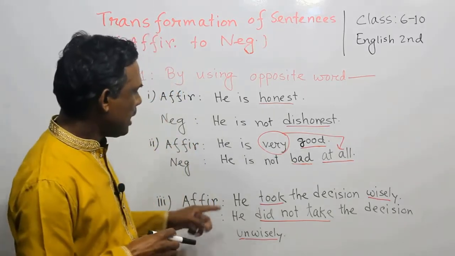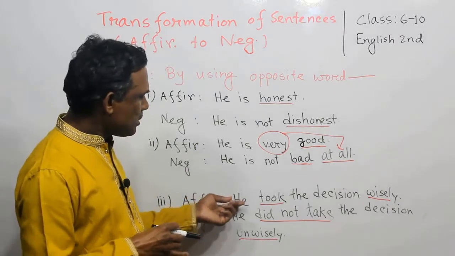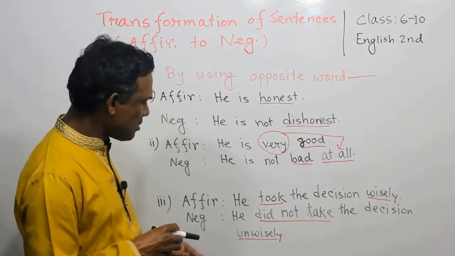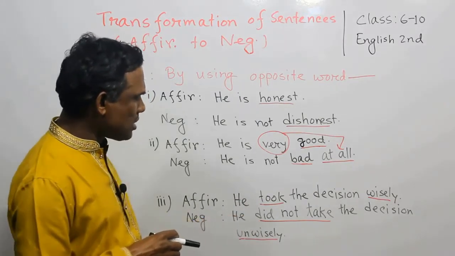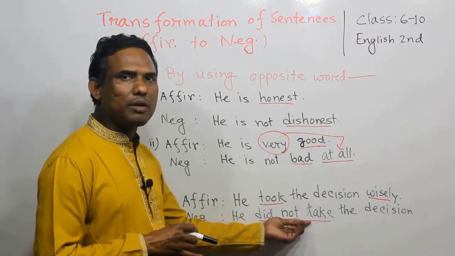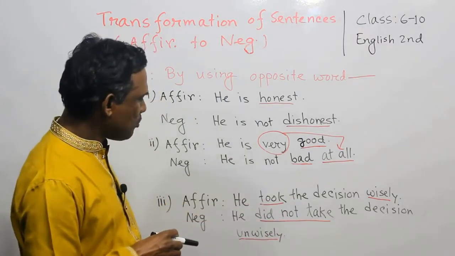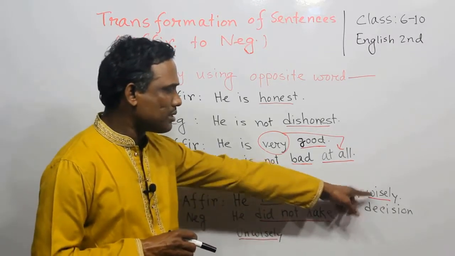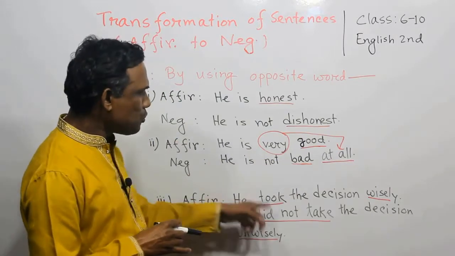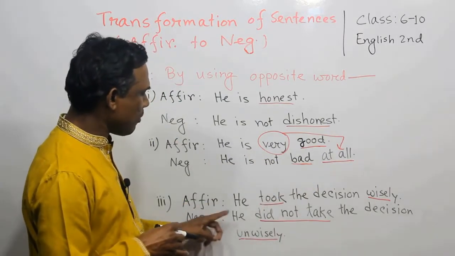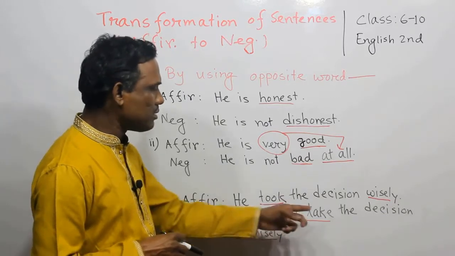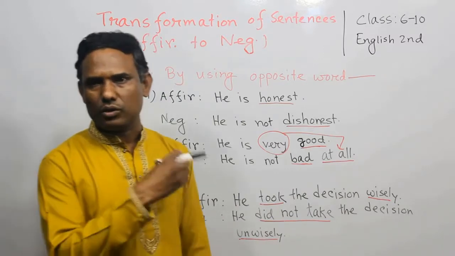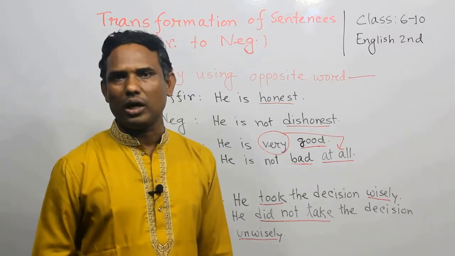Now have a look at the sentence again. Here took indicates past simple tense. So I have used did, and you can also see I have used take, which is the base verb of took. And you can also see I have used unwisely, which is the opposite word of wisely. So he took the decision wisely. Its negative form is he did not take the decision unwisely. Okay. I think you can understand the rule clearly. Now let's jump to the next rule.